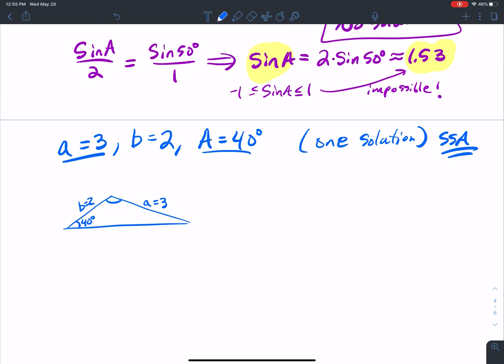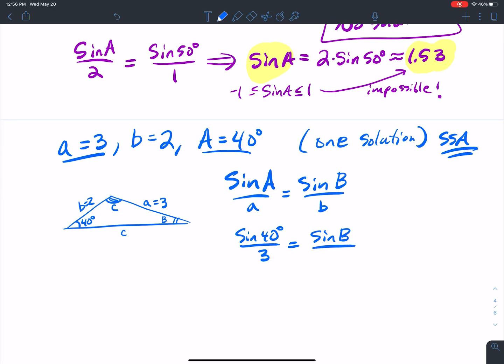Now, if this is a little c, that's capital C, and then this is capital B over here. Okay? So let's see if we can solve this triangle here. The sine of A over little a equals the sine of B over little b. So this is the sine of 40 degrees divided by 3 equals the sine of capital B divided by, well, what is b? b is 2. So I'm going to multiply both sides by 2.